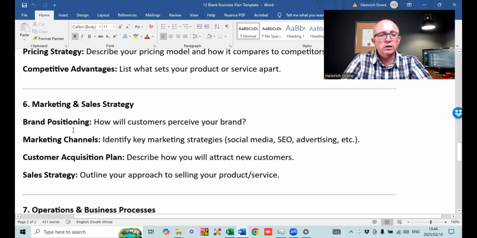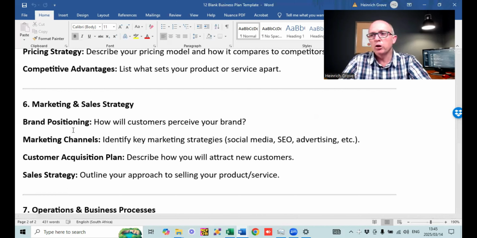Number 6 is your marketing and sales strategy. Remember, I think in video number 10, we stood still on the marketing thing, and there's a lot of content there. So identify key marketing strategies, social media, search engine optimization, advertising, which platforms you're going to use, who it is that you're going to target, who's your ideal customer, all that stuff you can pop in here now. Customer acquisition plan, describe how you will attract new customers, and obviously your sales strategy is how you would approach selling your products or service to your customers. So I think those are all important things just to jot down in your business plan.